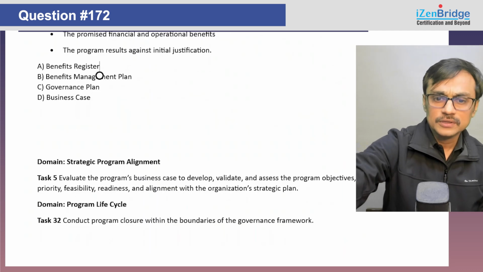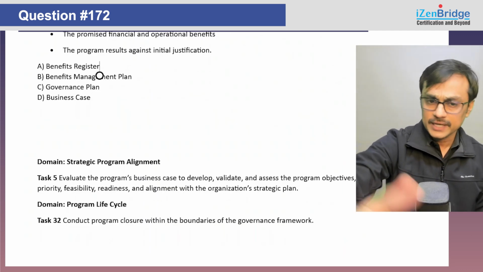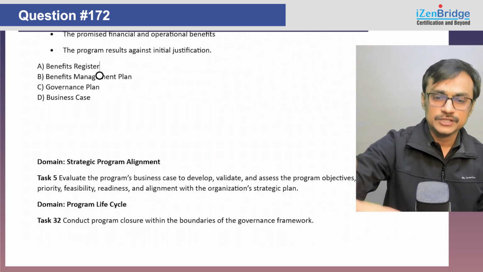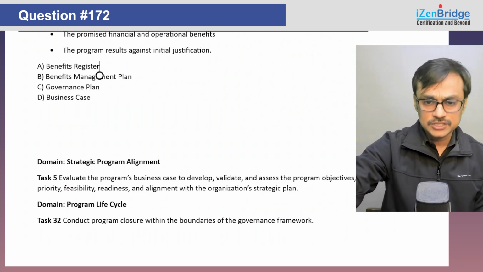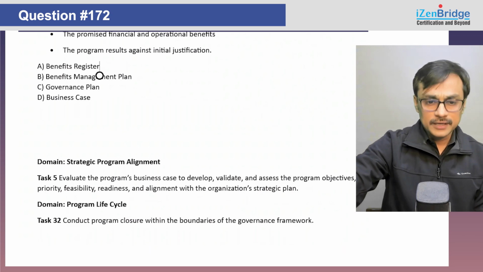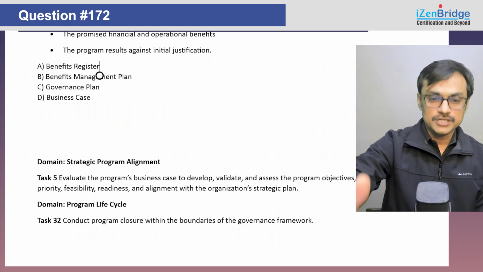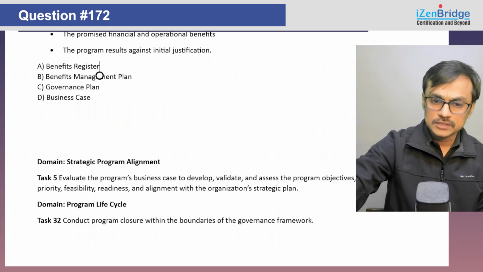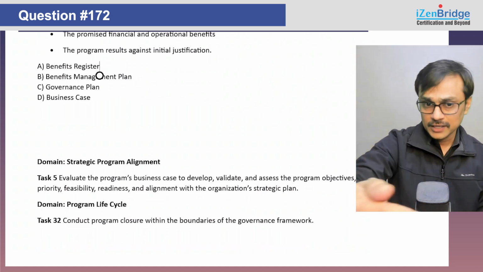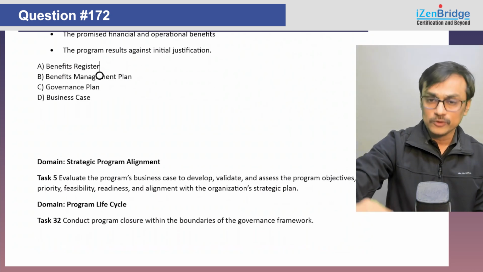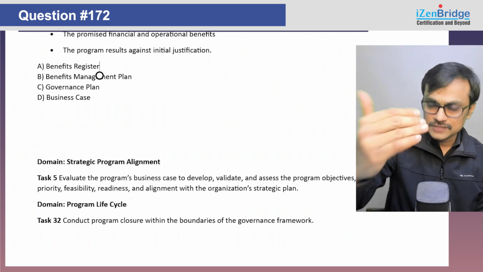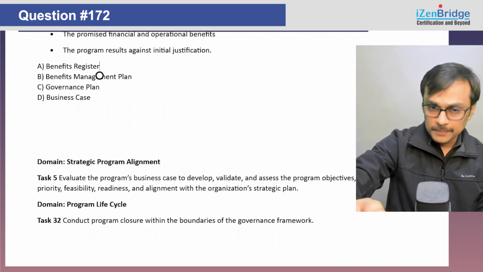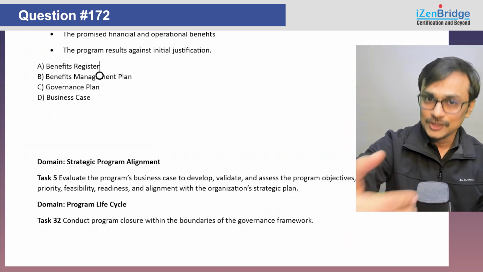Now, as usual, these questions are also mapped to your exam content outline. So we have a strategic domain, task 5, which talks about evaluate the program business case to develop, validate, and assess the program objective, priority, feasibility, readiness. And in this particular question, the program manager was basically performing conduct program closure within the boundaries of the governance framework. That's a governance framework, definitely plays a role. But inside the boundaries of a governance framework, I was doing something else. So that way I can also understand it is relevant, but not the right answer for this particular question.